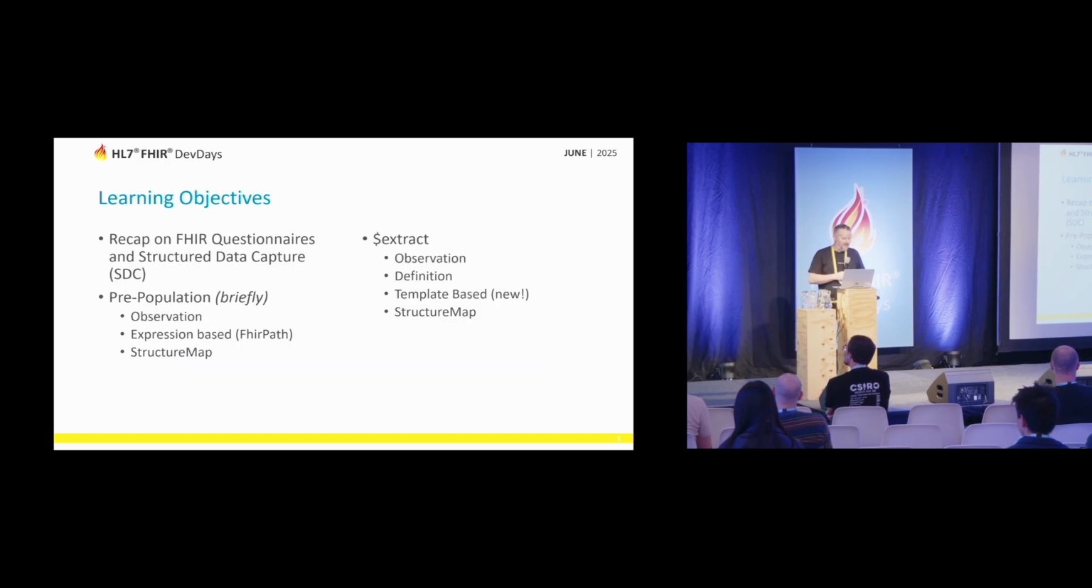So what we're going to try and do today is a quick recap on FHIR questionnaires and structured data capture, then briefly talk about pre-population, so the three different varieties of those, specifically in the context of why they're important for extract, and then dig into the meat of the extract with the observation approach, the definition approach, and hopefully the really exciting new template-based approach. And then just a bit of salt at the end for some structure map, for those that know what that is.